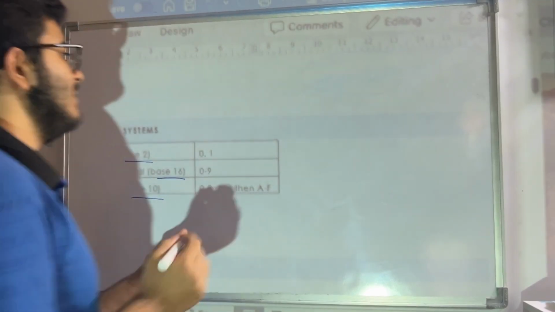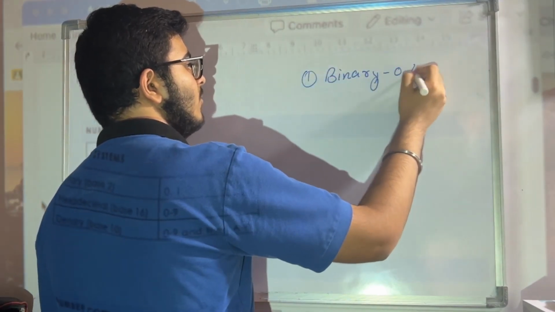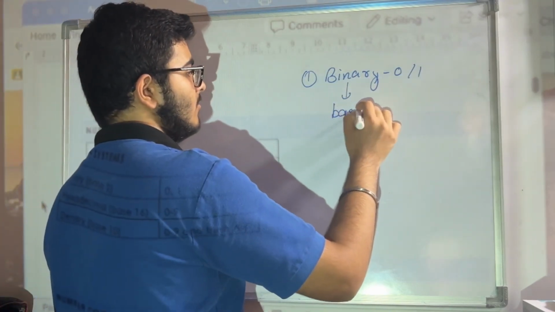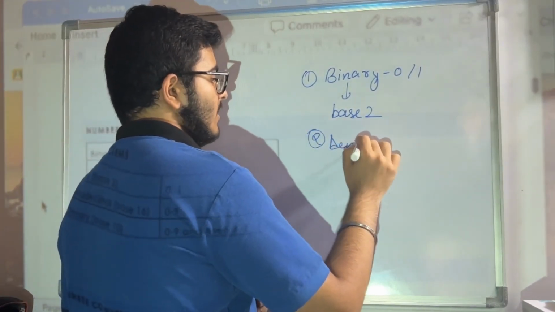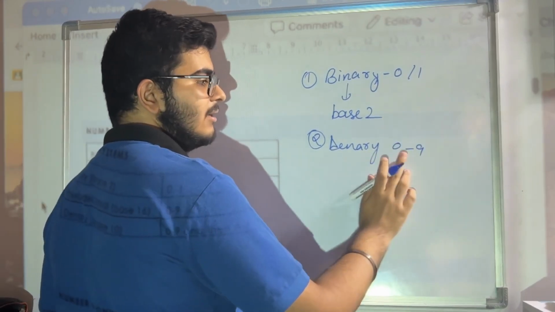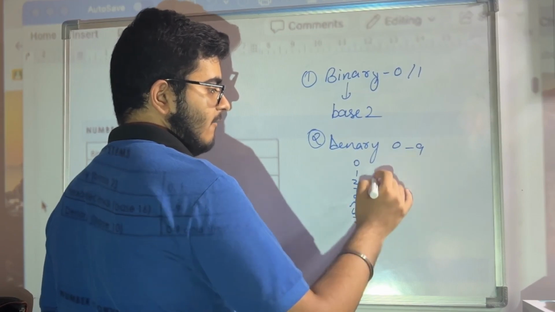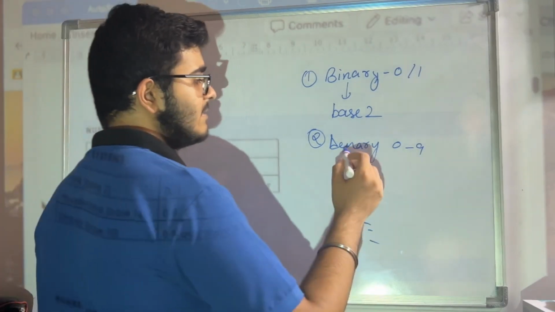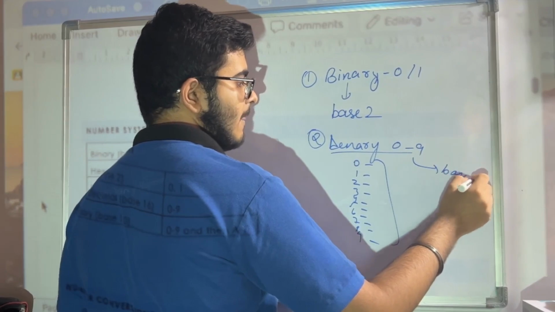Now what is this base? Let's talk about binary first. Binary has two numbers, 0 and 1. Since there are two numbers only, we say that binary has a base of 2. Second is denary. Denary starts from 0 to 9, so there are 10 digits including 0: 0, 1, 2, 3, 4, 5, 6, 7, 8, 9. If you count them, there are 10 digits. And since there are 10 digits, we call it a base 10 number system.